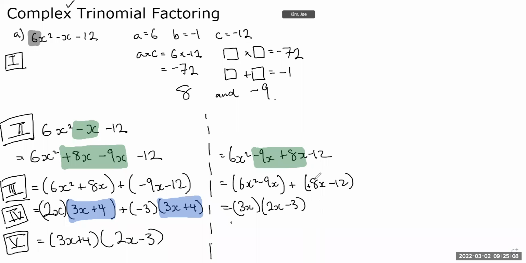How about this one? 8 and 12. The largest number I can divide out is a 4. And this becomes 2x minus 3. Again, take a look. Here's my signal. Am I doing it right? Those two brackets are equal. Let me just finish. And so I factor this out. This becomes 2x minus 3. And 3x plus 4 is the same thing.